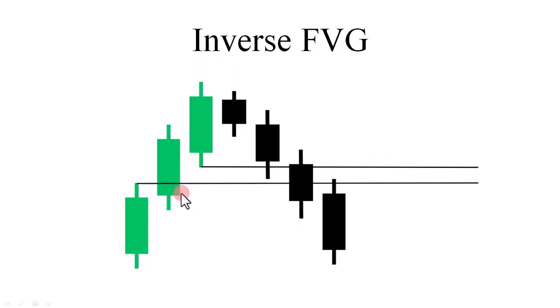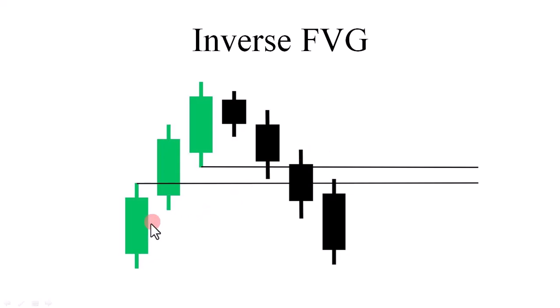So another FVG is the inverse FVG. This FVG is not really common because most people don't really know about it. Trust me, most people don't know about this FVG. ICT himself made me understand how this FVG works. In case you don't know what I mean by ICT, Inner Circle Trader, you can search him on Twitter or YouTube.